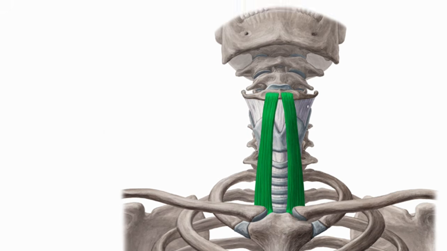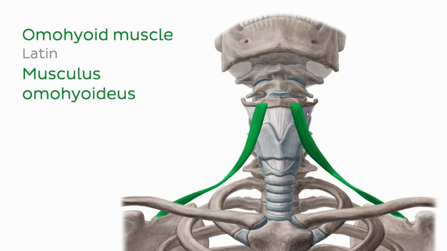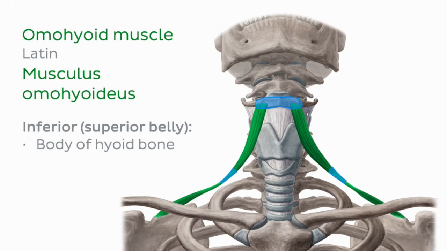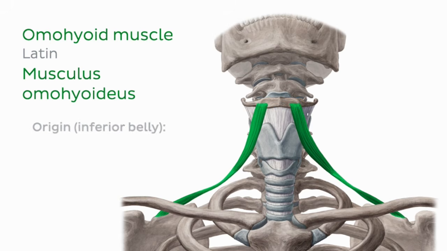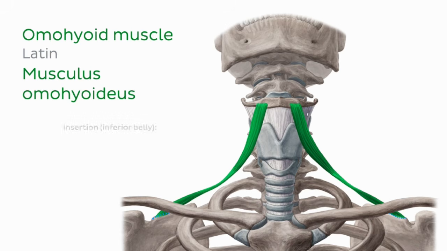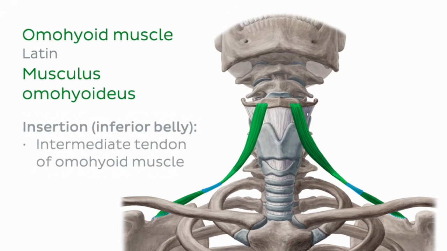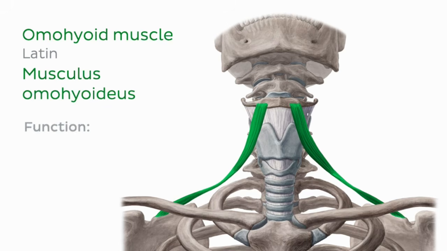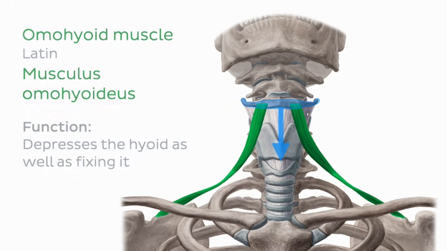Last but not least is this pair of oblique running muscles. This muscle is divided into two parts, a superior belly and an inferior belly. The superior belly originates at the intermediate tendon and inserts onto the body of the hyoid, while the inferior belly originates at the superior border of the scapula near the suprascapular notch and inserts onto the intermediate tendon. This muscle acts to depress the hyoid as well as fixing it.